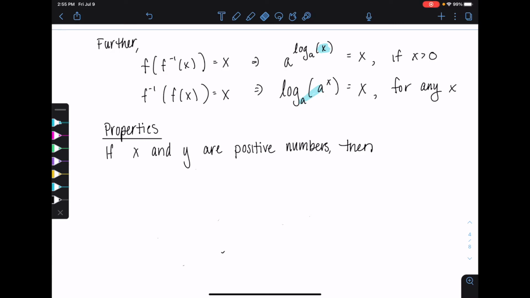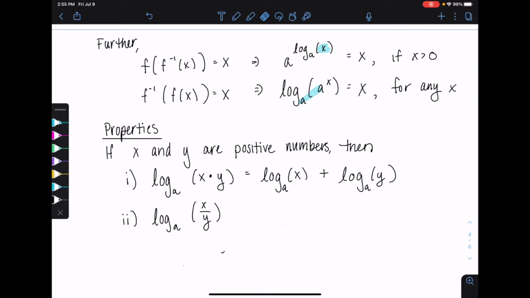So if x and y are any positive numbers, when we're dealing with a logarithm of multiplication, we can go ahead and split that as the log of the one piece plus the log of the other. If we're dealing with division, remember division in terms of exponentials equates to subtraction, we go ahead and subtract the log of the numerator minus the log of the denominator.